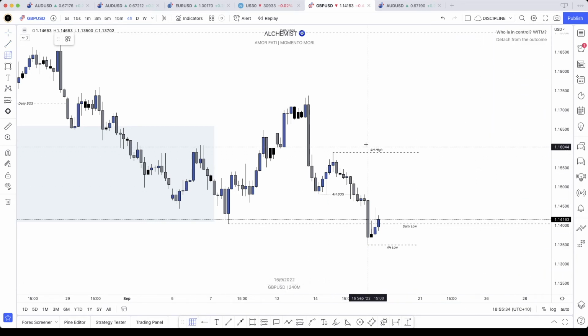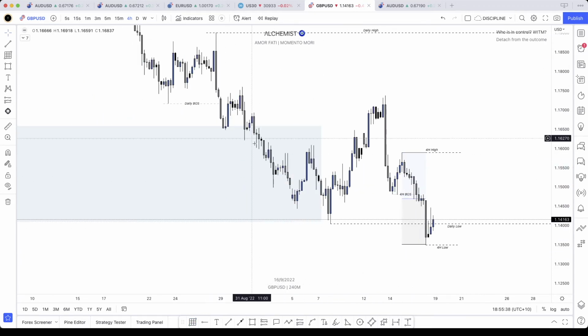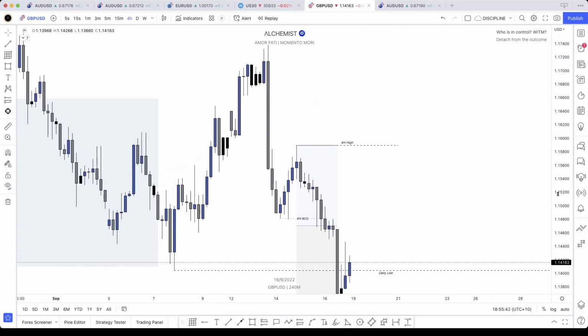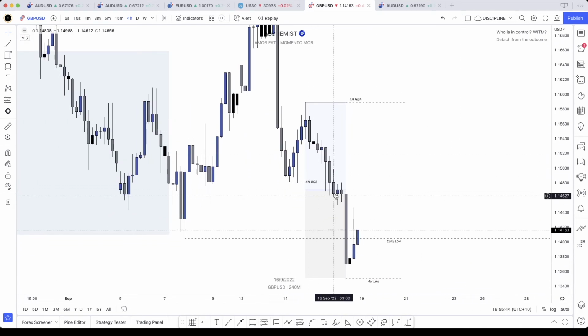Therefore, our 4 hour range for GU would be from here to here. So on the daily time frame, we're bearish. On the 4 hour time frame, we're bearish. So let's just be looking for shorts that we could potentially be marking up from nicely formed POIs.